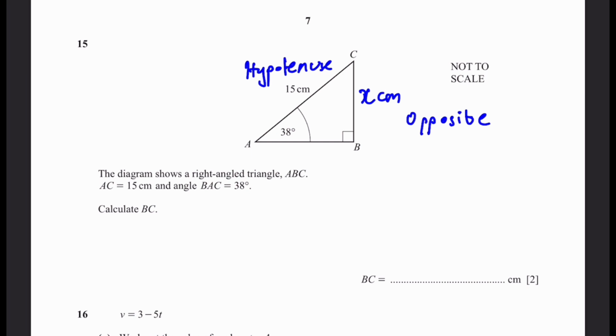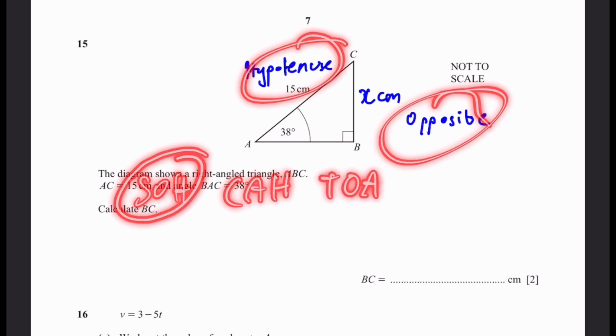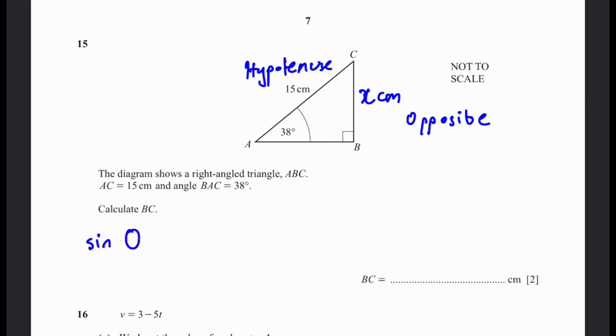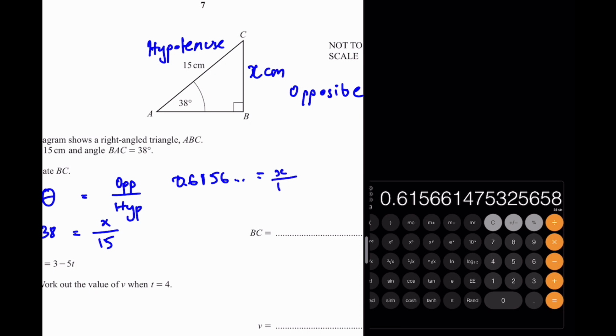Now, which formula in SOHCAHTOA pertains to hypotenuse and opposite? It's sine, right? So sine theta is equal to opposite by hypotenuse. Sine 38 equals x by 15. Let's get our calculator out. So let's work out what's sine 38. 0.6156 and so on is equal to x by 15.